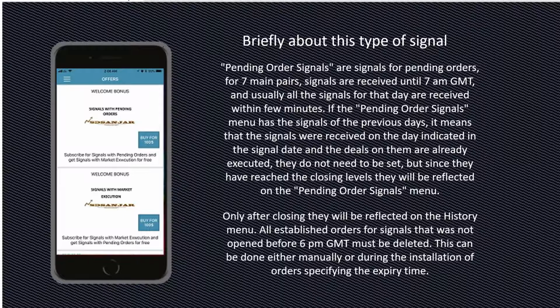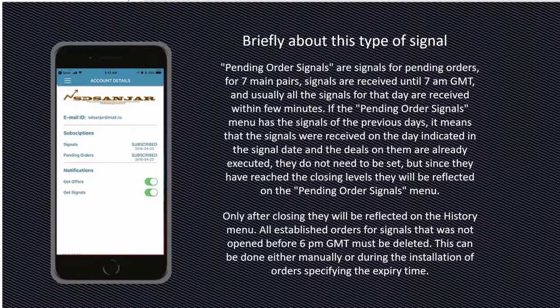All established orders for signals that were not opened before 6 p.m. GMT must be deleted. This can be done either manually or during the installation of orders by specifying the expire time.